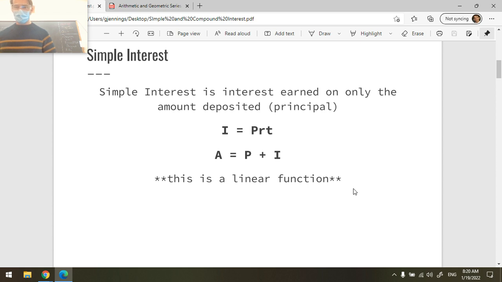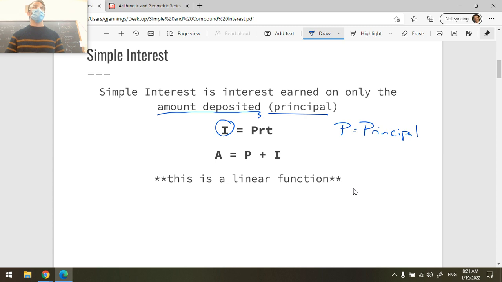Distance learning, everyone's learning. Okay, so when we want to calculate how much interest I am going to earn, all you need to look at is this: I is interest, and the amount of interest that you're going to earn is PRT. Well, what are those things? P means the principal, and principal is the amount that you deposit into your investment. R is your rate of return, so that's your interest rate. And T is time.